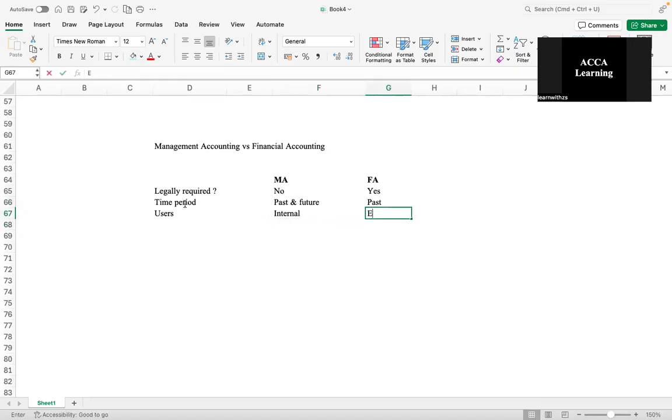Whereas financial accounting is used by external users. For example, shareholders. They are obviously interested in the company's profitability and the company's liquidity position, so that they can make their investment decisions. There's government, who's obviously interested in the financial accounts of a business.